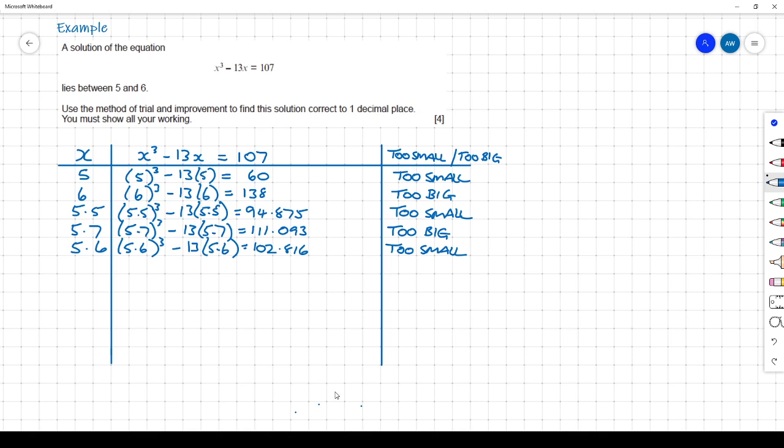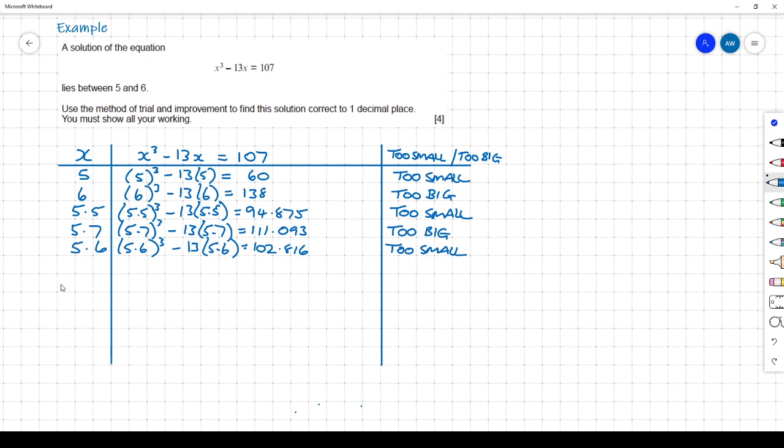Well, this is where you do have to go in between. Okay, and then we're going to do a little number line over here in a second to illustrate how we pick the best answer. Do not pick the value of x that gives you the closest answer to 107. That is not always the correct answer. Okay, and you have to do this last step to get the fourth mark. If you don't do halfway between 5.6 and 5.7, you won't get the full 4 marks, even if you pick the right one. So here we go.